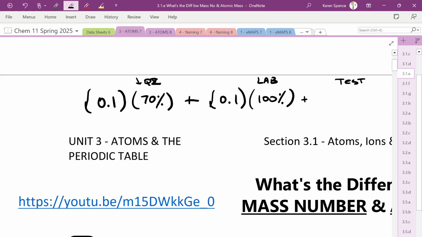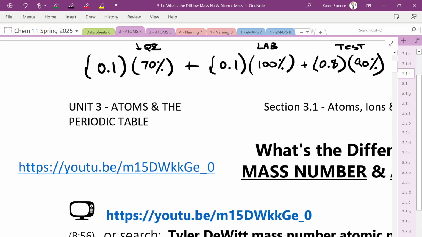How much are tests going to be worth? 80%. What's 80% as a decimal? 0.8. And let's say I got 90% on my test. So what I would do is I would take 0.1 times 70, 0.1 times 100, 0.8 times 90, and I would add them up, and that would give me my overall grade. Yeah? And that's how average atomic mass also works.